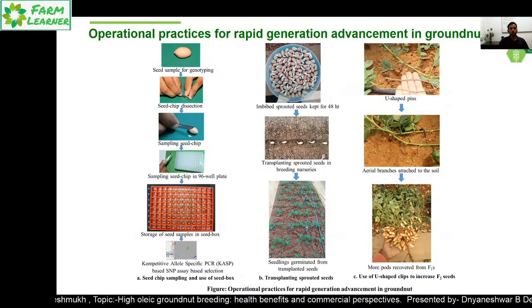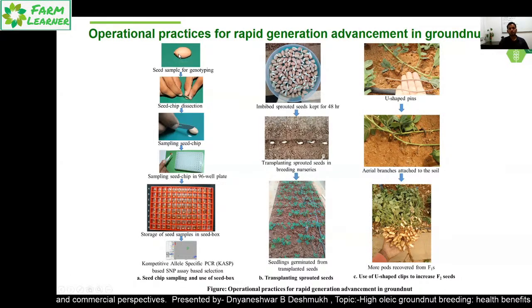So it is very important to have generation advancement in much less time. If you look at different seasons, it takes a minimum of 7 to 8 years to come up with a variety. So there are a few interventions, that is operational practices, which we can use for rapid generation advancement.